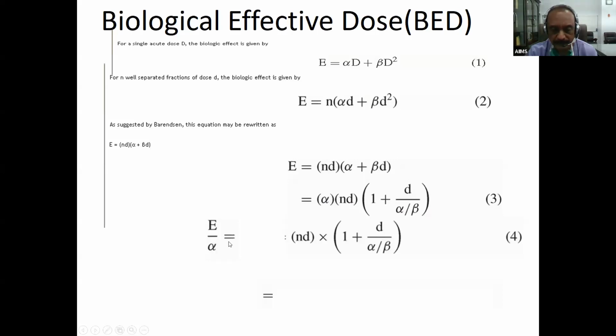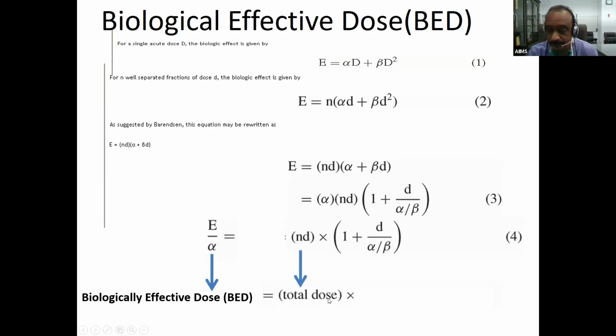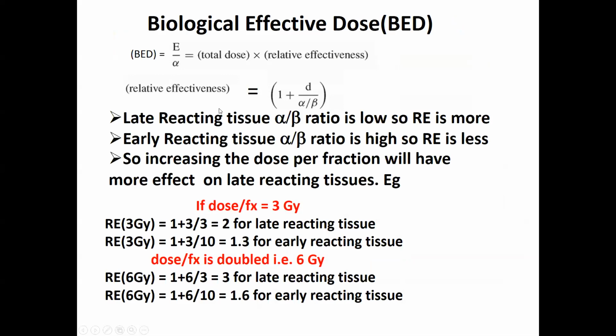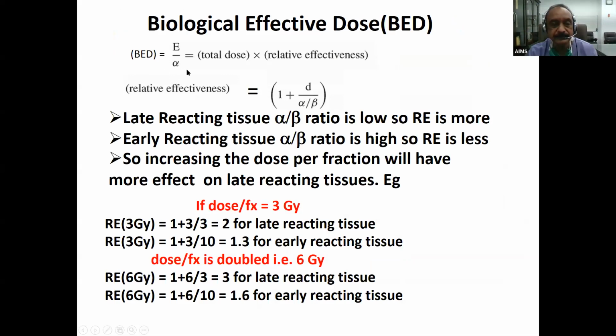Now take this alpha to the left hand side of the equation. So E upon alpha is equal to n d multiplied by (1 plus d divided by the alpha beta ratio). This E upon alpha is the biological effective dose. N is the number of fractions, d is the dose per fraction. So we can say n d is total dose, and this whole expression is relative effectiveness. So biological effective dose is equal to total dose multiplied by relative effectiveness. And relative effectiveness is this whole expression, 1 plus dose per fraction divided by the alpha beta ratio.